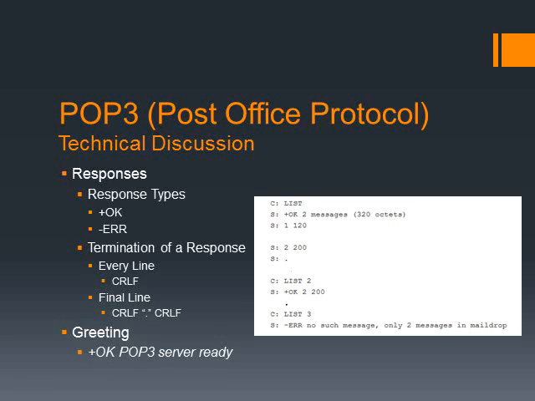Then the client says LIST 3. But as you can tell, at the beginning it said it only had 2 messages. The server sees that the argument is invalid and gives an error, saying there's no such message. There are only 2 messages in the mailbox. The exception to this is at the beginning, where there's not really an argument. There's a TCP connection, and the greeting doesn't respond to an argument. It just gives a +OK, telling the client that it's okay and working, and the POP3 server is ready to receive arguments from the client.